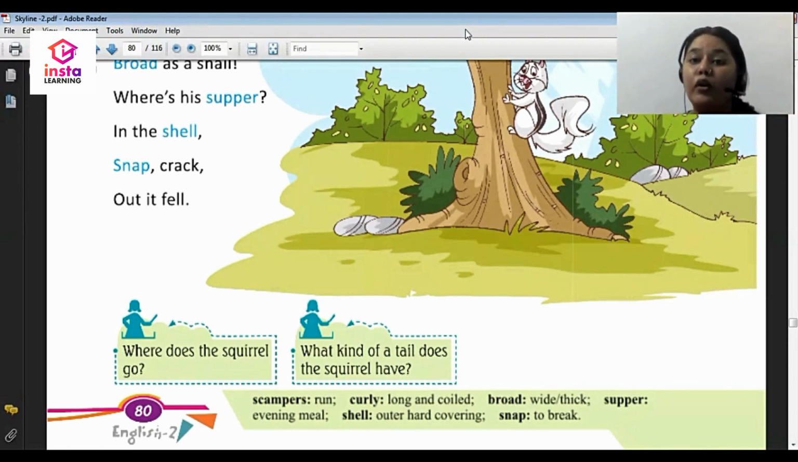So I hope all of you have enjoyed reading this poem about the life of a squirrel. And next time when you see a squirrel in the park, just observe it for some time and see what the various things are that the squirrel does.